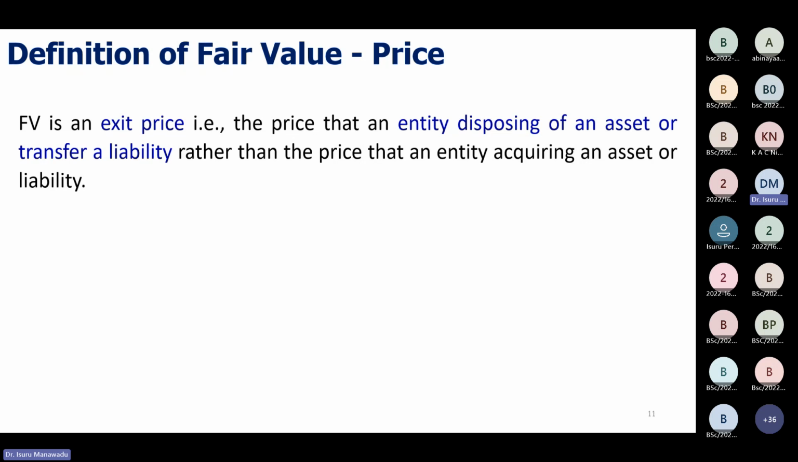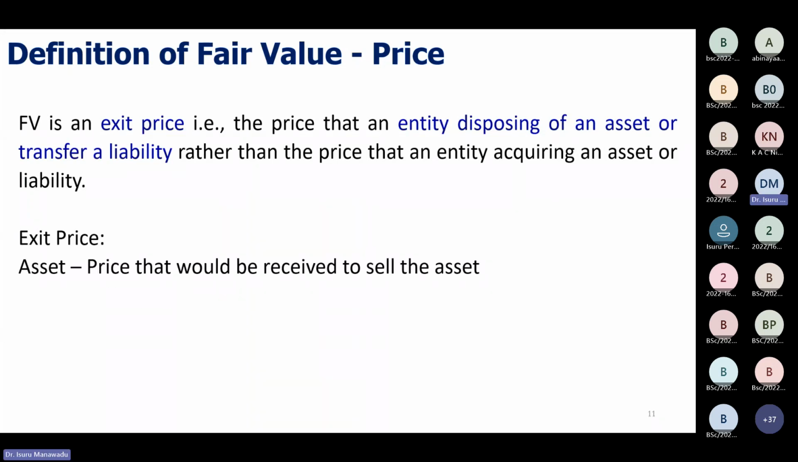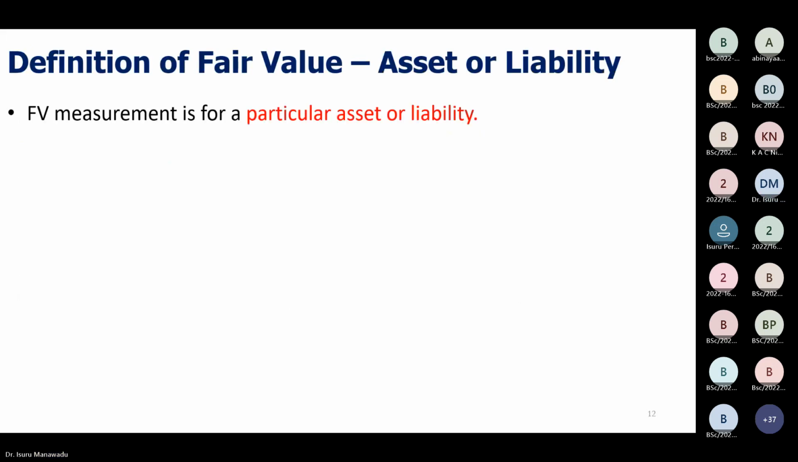Now we'll take exit price. Already I discussed this. Entity disposing asset or transfer liability. So that's the exit price, right? We normally measure assets or liabilities. Right? Income and expense also would be measured now as per SLFRS 15. We recognize revenue. Revenue should be measured at fair value, right? So particularly for assets and liabilities.